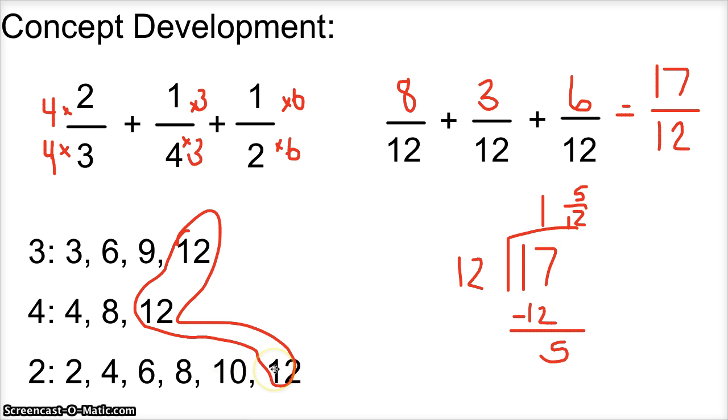Okay, go ahead and take your exit ticket, see how you do. You need to find the LCM. Do not use the butterfly method. All right.